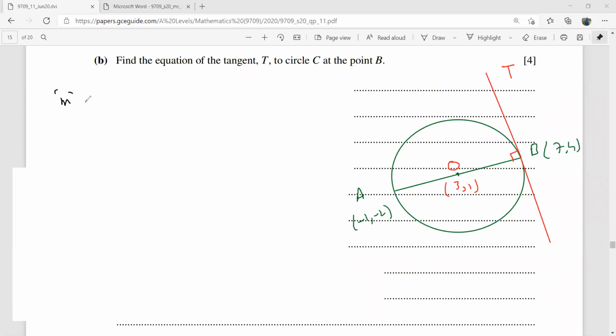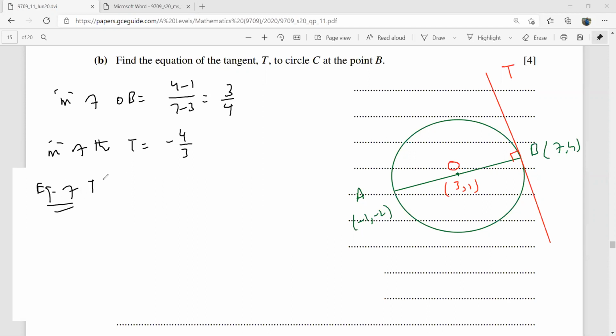M of OB, that is y2 minus y1 over x2 minus x1, that is 3 over 4. Now M of the T, that is minus 4 over 3. So equation of T, that is y minus 4 equals minus 4 over 3 into x minus 7. That's it. I don't need to simplify this. It's not asking us to write the equation in a specific form here. So we can leave it up to this part. Okay?